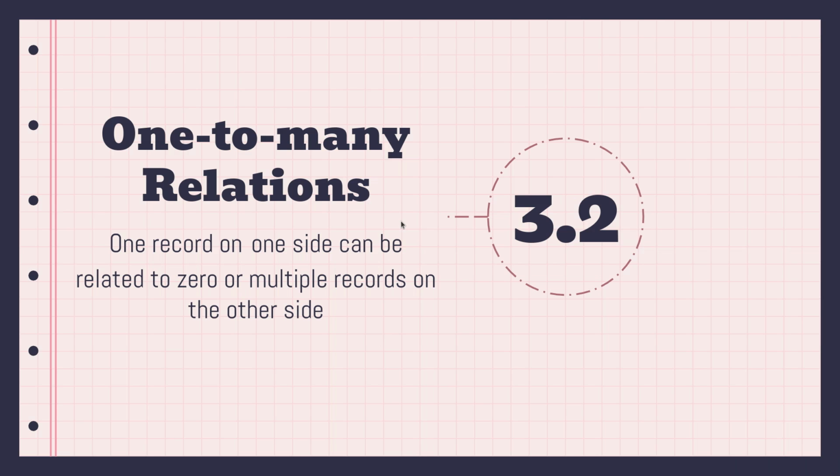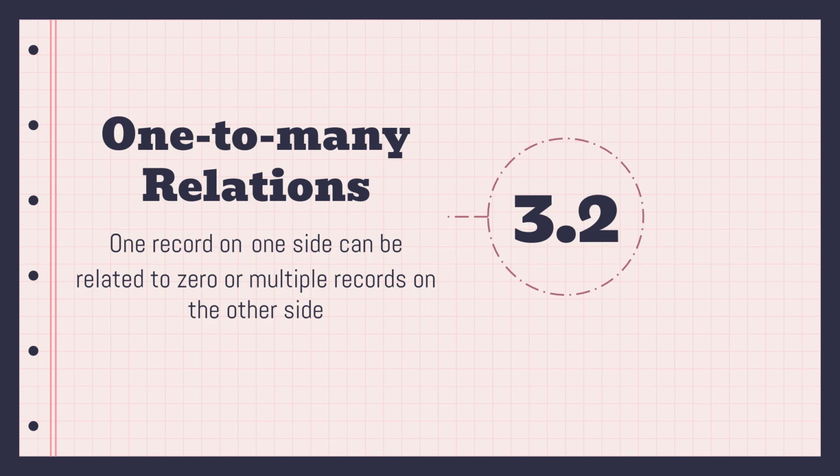one-to-many relationships. So for a one-to-many relationship, for example, let's say that a user can have multiple posts, right? And each post can only belong to one user, but one user can have multiple posts. And that's an example of one-to-many relationships. The definition for a one-to-many relationship is right here. One record on one side can be related to zero or multiple records on the other side. That's an example of a one-to-many relationship.